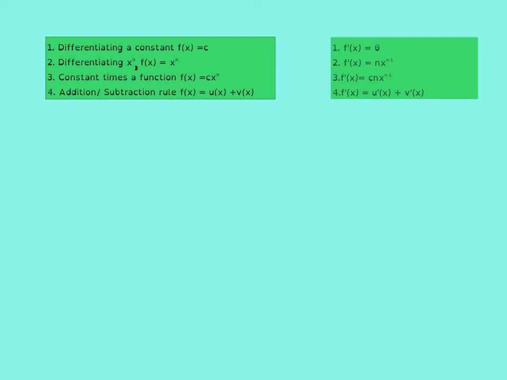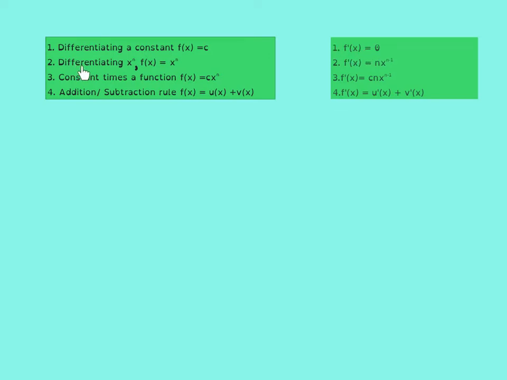Today we're gonna do a little bit of differentiating using simple rules of differentiation. So one of the rules here is differentiating a constant. f of x is equal to c, derivative f dash of x is always equal to 0.